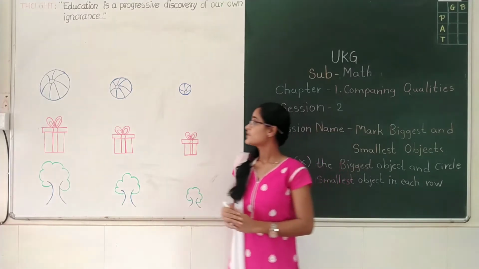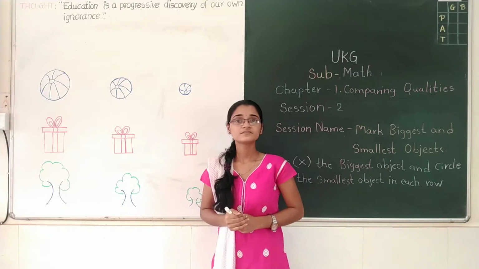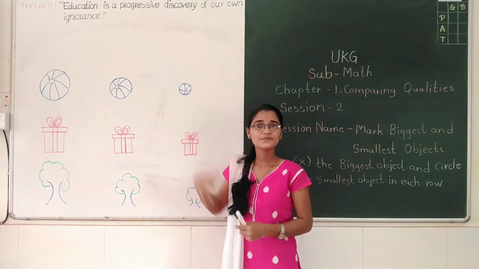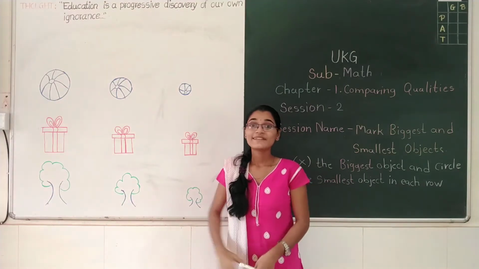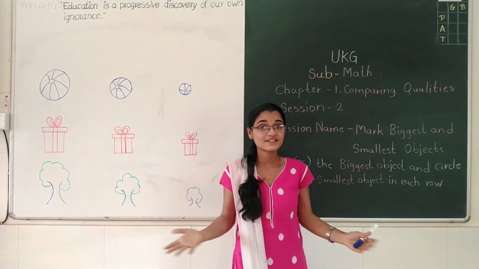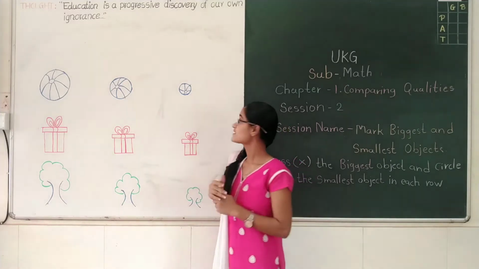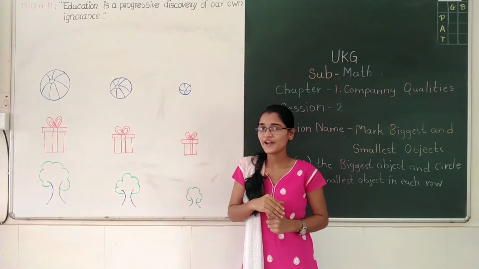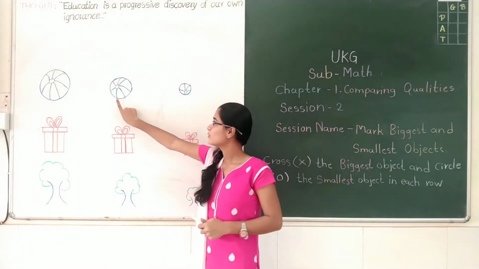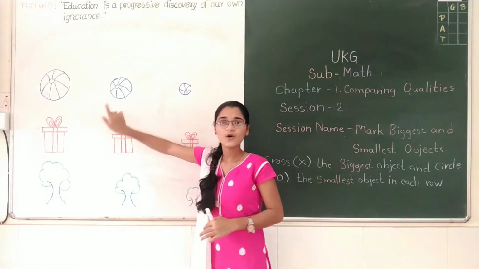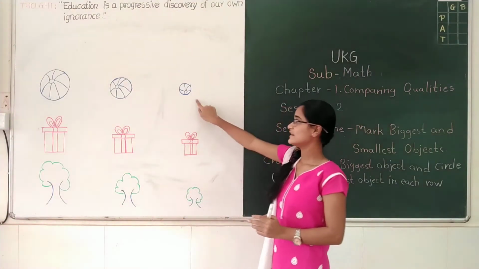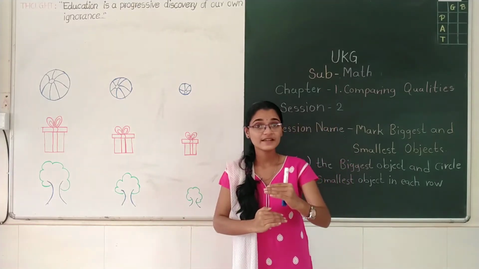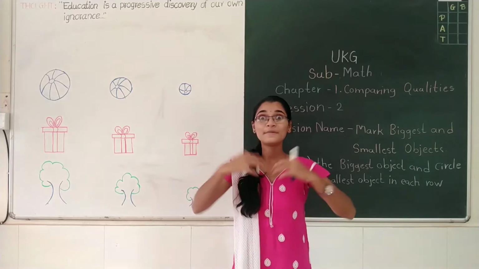But what can you see here? These balls are not the same. Their sizes are different, right? Look at this ball. This ball is smaller than this ball. Look at this ball. This ball is more big than this. So when something is more big, we call it bigger, right?